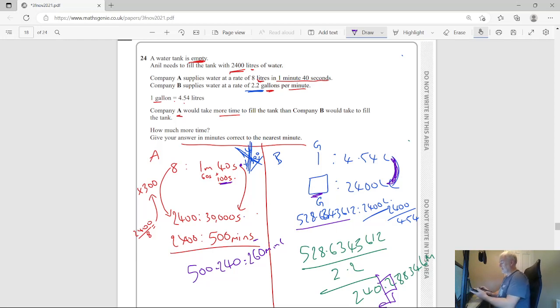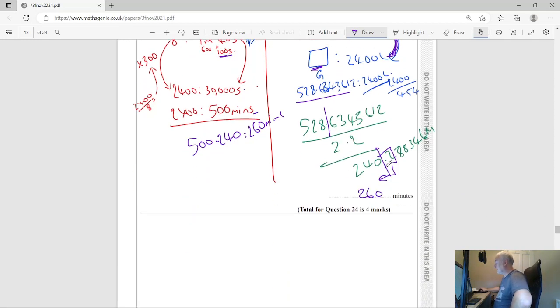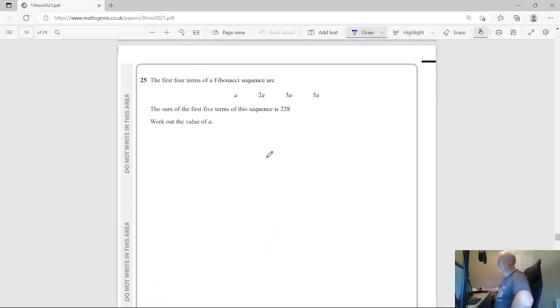So we found 528 gallons. Now, I will just say at this point, 528 divided by 2.2 still gives me 240. So if we had rounded it there, this time it wouldn't have made any difference to the answer. So we divided it by 2.2, that gives 240.2 minutes. So we would say 240, and then we took them away from each other. 500 take away 240 gives me 260. Quite a lot of work for four marks.